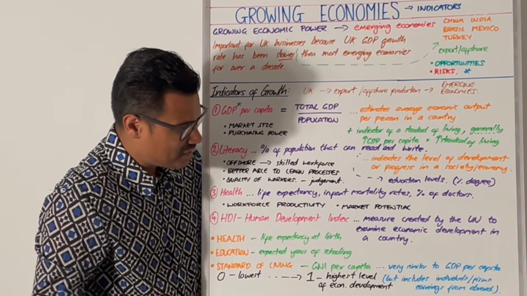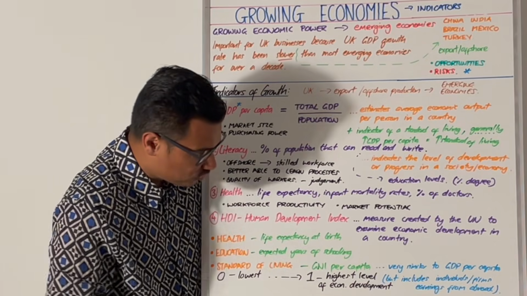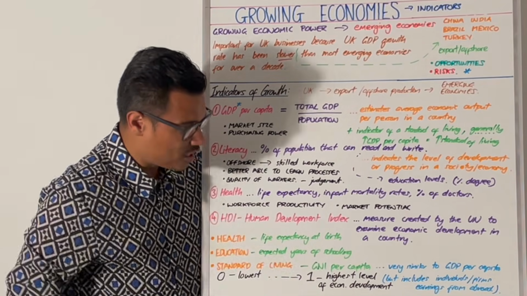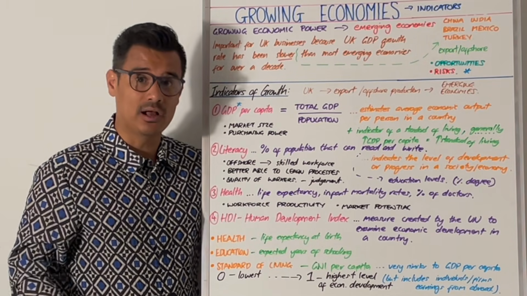The only difference really, or the core difference, is that with GNI, it accounts for individuals and firms' earnings from abroad, whereas GDP per capita does not account for that.